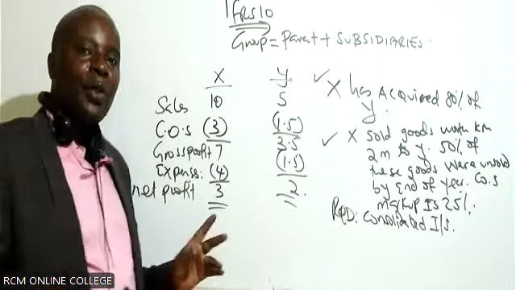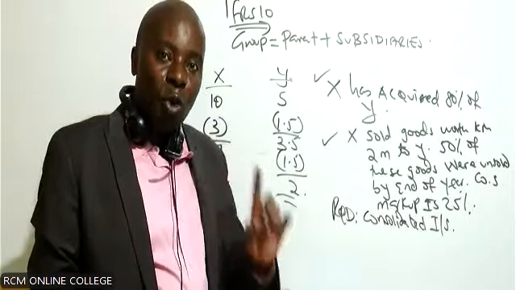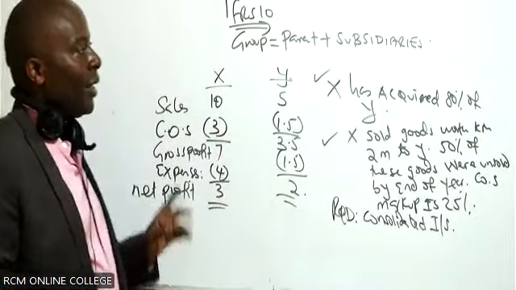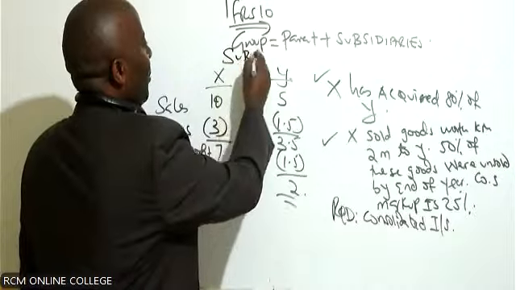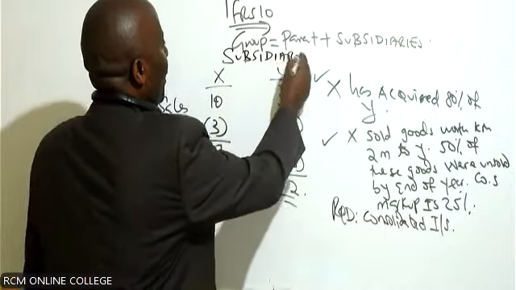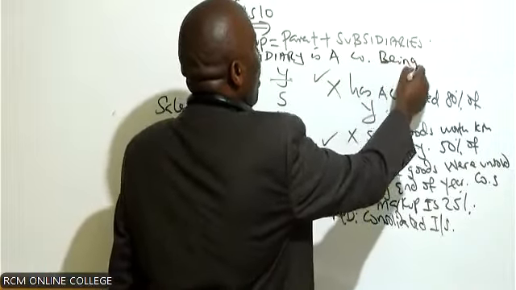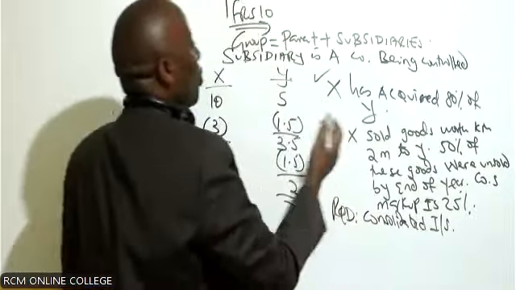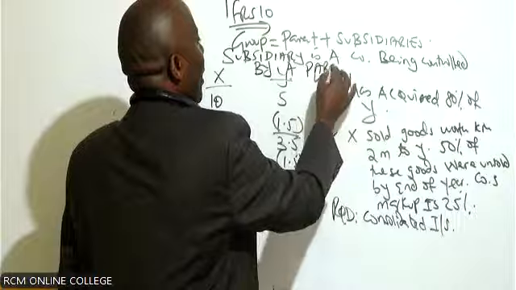A subsidiary is any company that is being controlled by a parent company. A subsidiary is a company being controlled by another company, by a parent company.